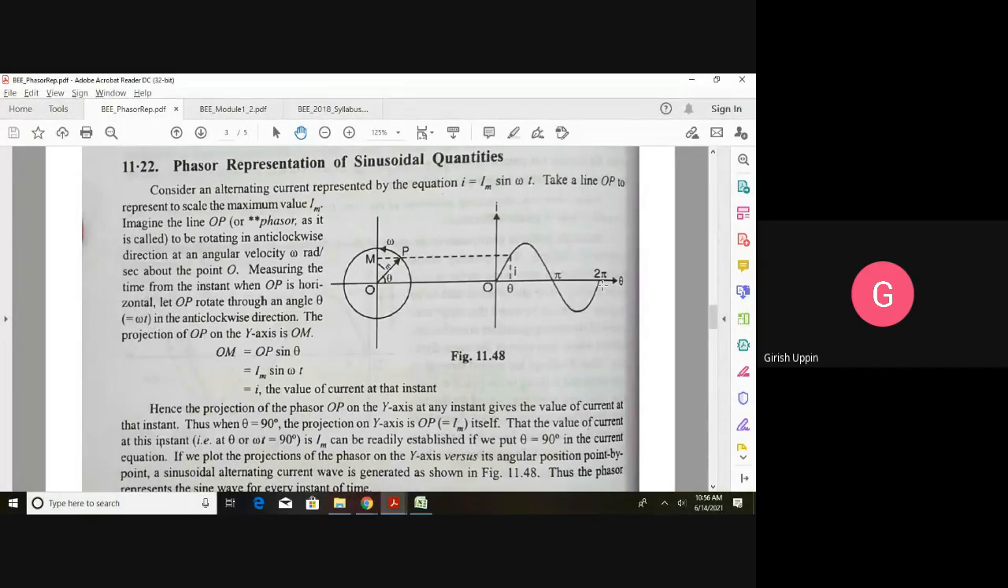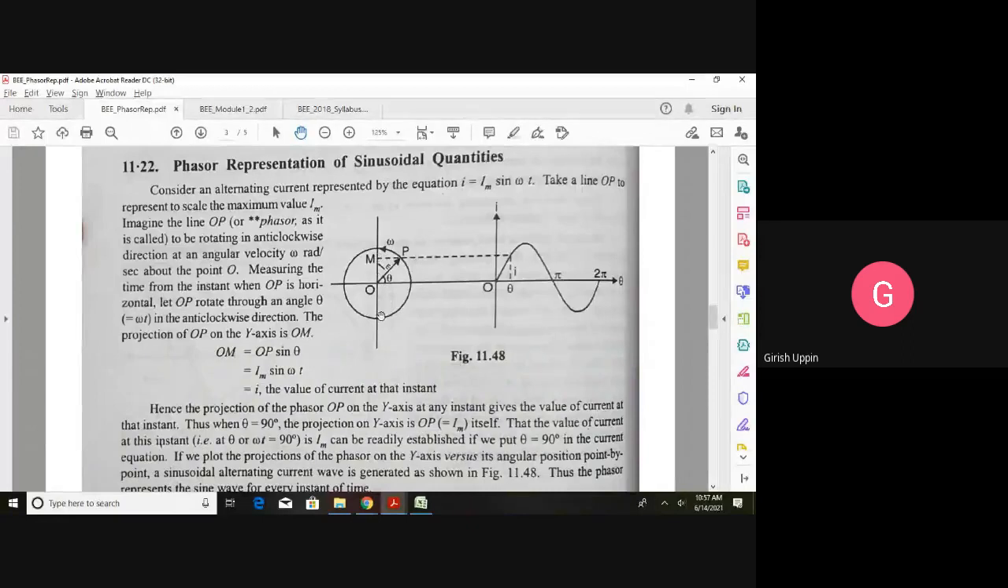So if you see here, this OM value can be represented as OP sine theta. We know that sine theta is opposite upon hypotenuse. Here the opposite is OM, divided by OP, so we can say OM is equal to OP sine theta.